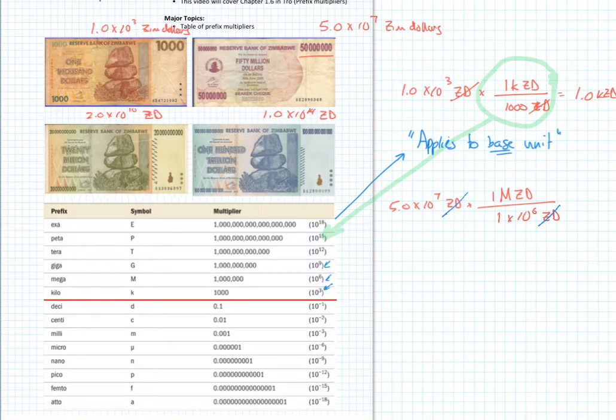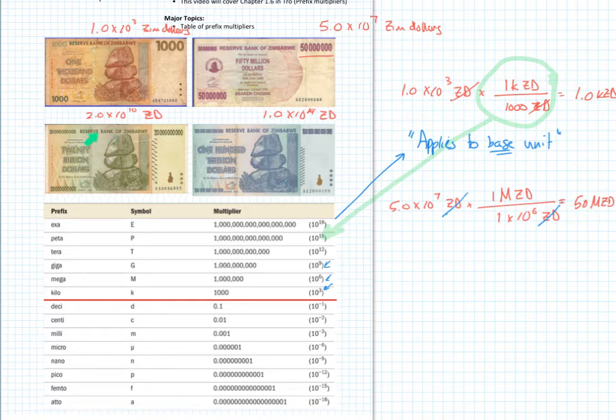Zim dollar is going to cancel Zim dollar. And when we do this calculation, we will end up with 50 mega Zim dollars. So you see how we can get rid of this 10 to the 7 by just using this term mega. That means million. That means 10 to the 6. So if I have 50 mega Zim dollars, that means I have 50 million Zim dollars.